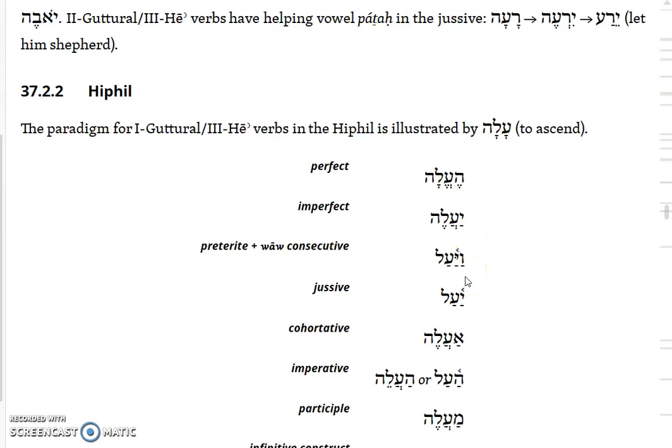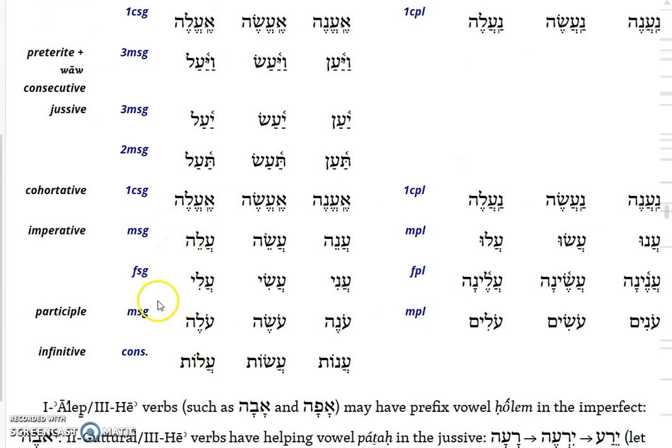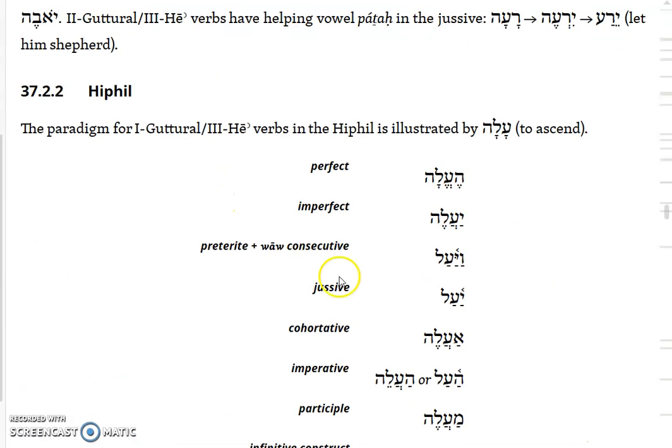And then with the vav consecutive, you get ya'al. And that ya'al also, as it turns out, is identical to the vav consecutive of the qal. So you can't tell the difference between "he or it went up" and "he or it caused something or someone to go up."